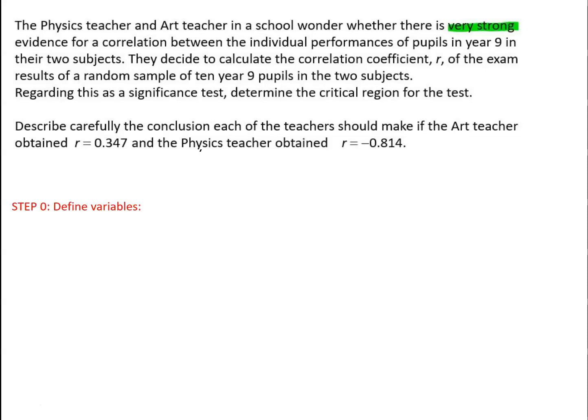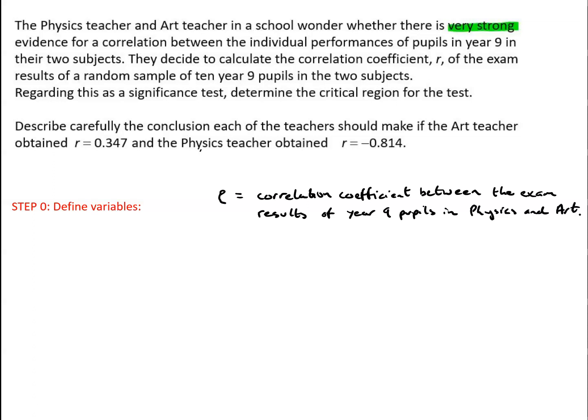Let rho be the correlation coefficient of the marks in art and physics for all the pupils under consideration. The null hypothesis then is that rho is 0, because we're looking to see whether there is any correlation or not. So the null hypothesis is that there is no correlation. The alternative hypothesis in this case, because we are looking to see whether there is any correlation at all, is that rho is not equal to 0. We're looking to see whether there's evidence for positive correlation or negative correlation.